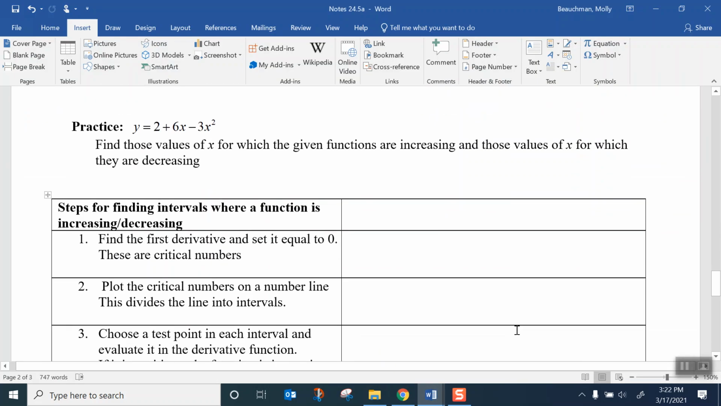All right, so let's try a practice problem. We're going to find the values of x for which the function is increasing and those for which it is decreasing. Our practice problem is 2 plus 6x minus 3x squared. This is a parabola, so let me write it in the format you're used to: -3x squared plus 6x plus 2.